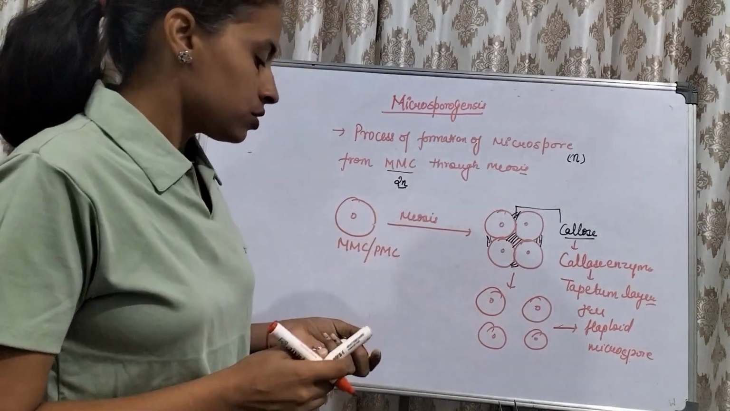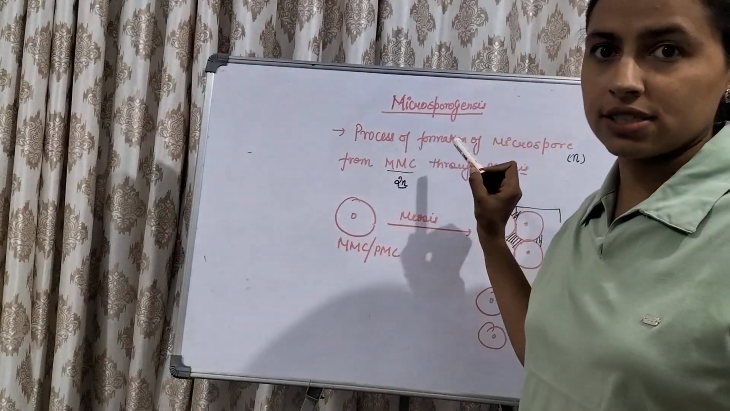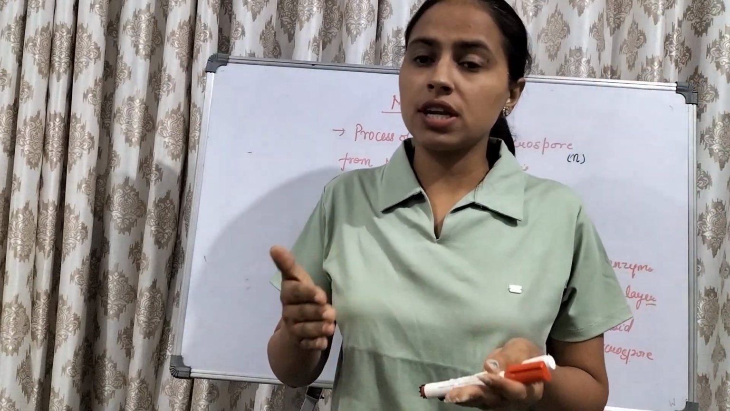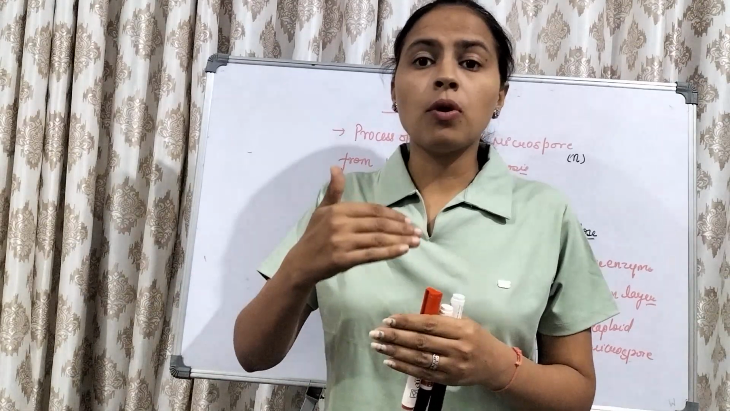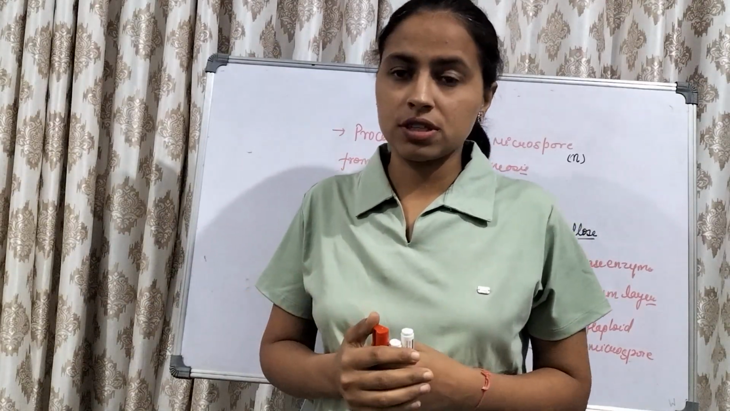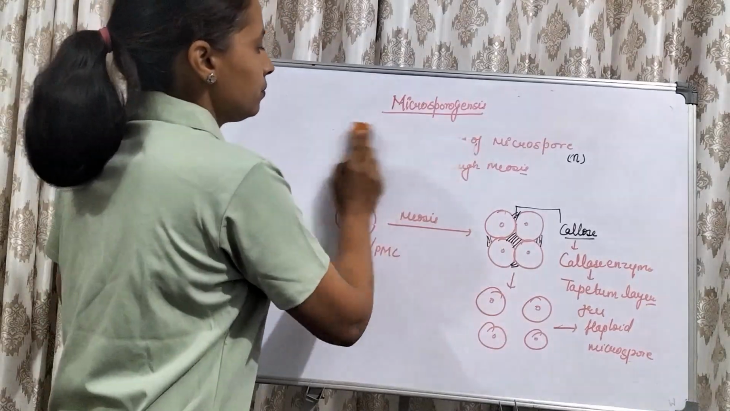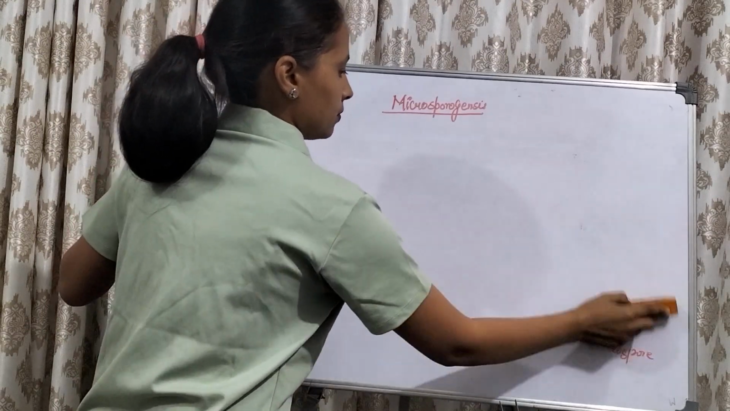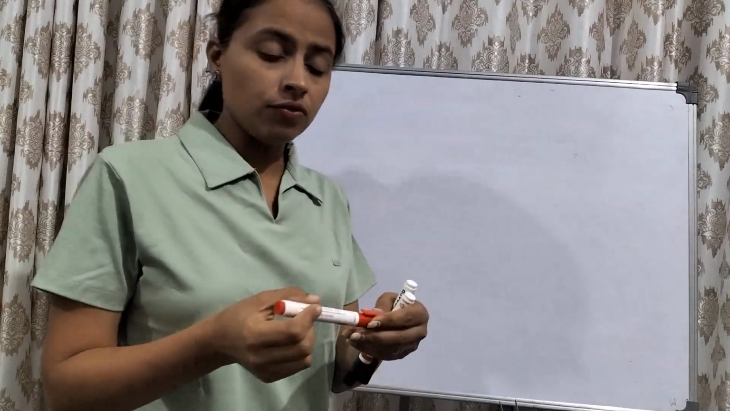So the formation of microspore from pollen mother cell through the meiosis process is known as microsporogenesis. In simple words, it is the formation of free haploid microspores from pollen mother cells through meiosis. Next we start microgametogenesis. So students, let's discuss how the pollen grains are formed, or how the male gamete in a flower is formed.